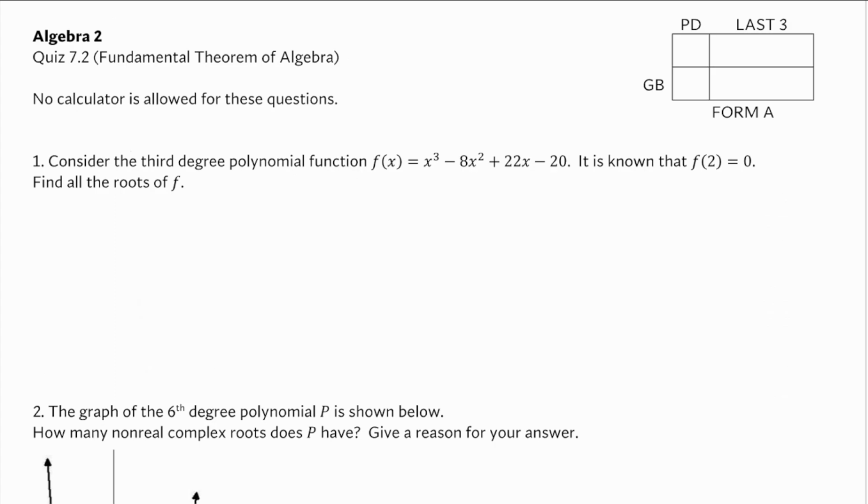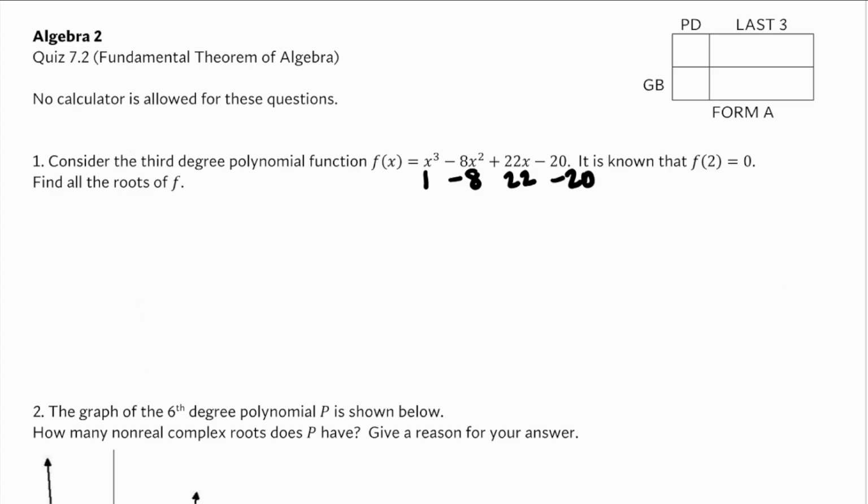Okay, so consider the third degree polynomial function f, which is x to the 3 minus 8x to the 2 plus 22x minus 20. It's known that f of 2 is 0, find all the roots of f. Okay, so we're going to start with that given root, and we're going to do a little bit of synthetic division. So 1x to the 3, negative 8x to the 2, positive 22x, and negative 20.